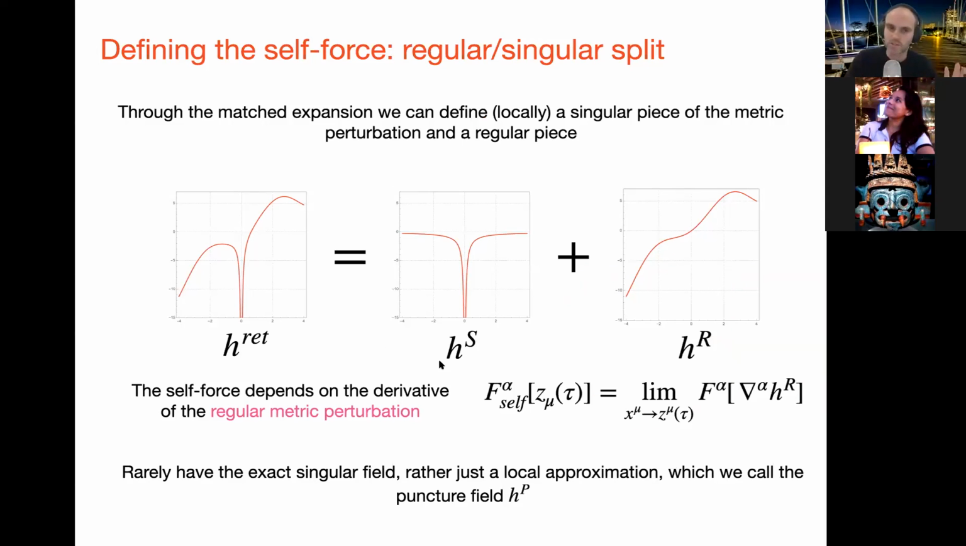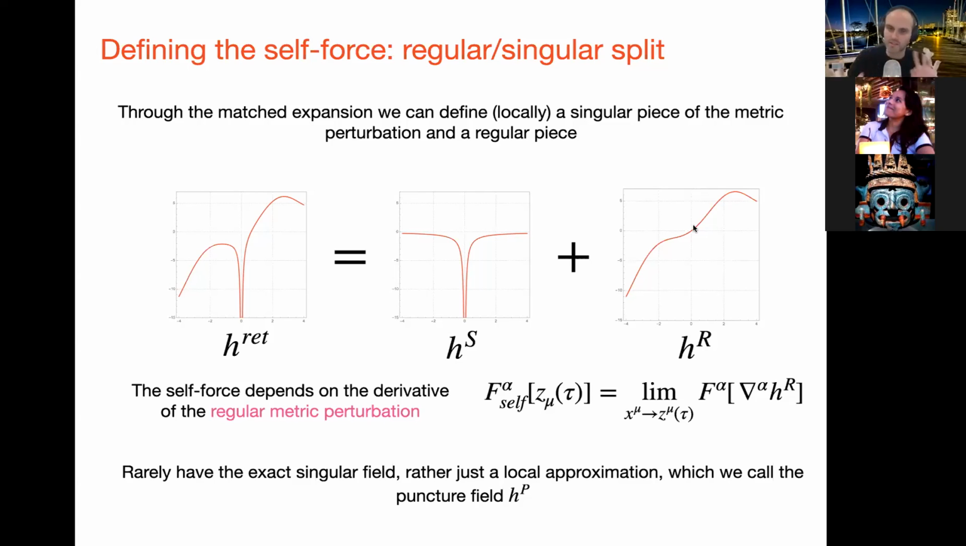Basically, though, what it boils down to is that our retarded metric perturbation, which I'll call h^ret, is defined because we've chosen a point particle model. It has a singularity on the world line, but it can be thought of as being made up of a singular piece, which contains all that singular behavior, plus some smooth regular piece. And then it turns out, and what this matched asymptotic expansion derives and shows, is that the self force is actually computed only from the derivatives of this regular metric perturbation on the world line.